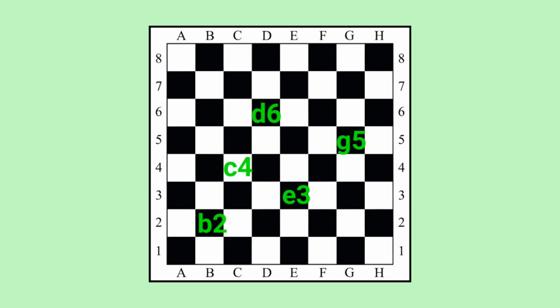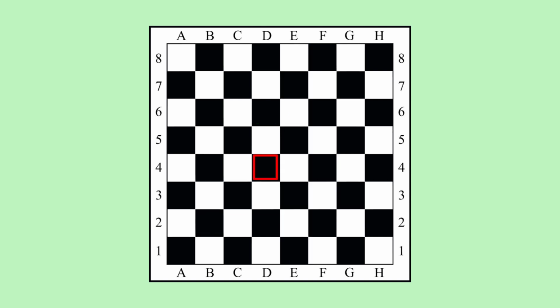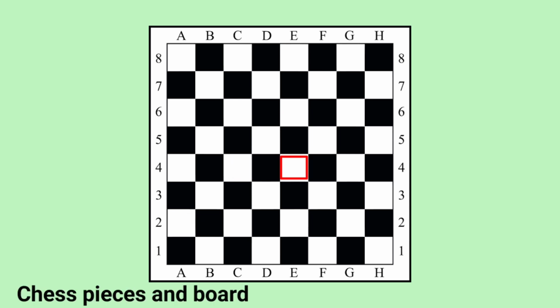The name of the file in which the cell is located and the name of the rank in which the cell is located are put side by side, and that gives the name of the cell. For example, this cell is located in the D file and the 4th rank, so this cell is named D4. This cell is located in the F file and the 7th rank, so this cell is named F7. Similarly, C4, E6, H3, A2. Later on, we will use these cell names, which will make it easier to learn the game.